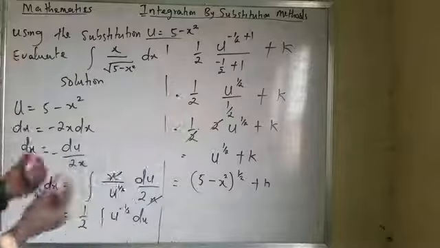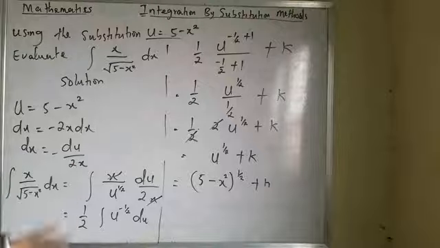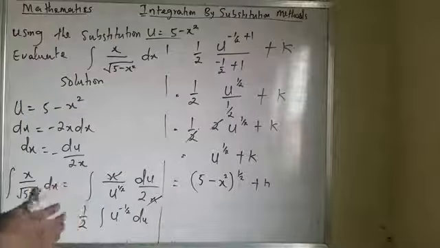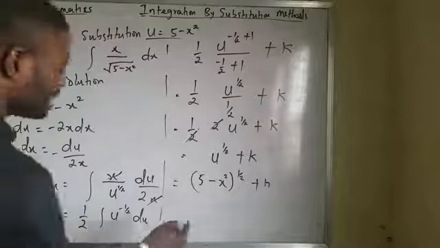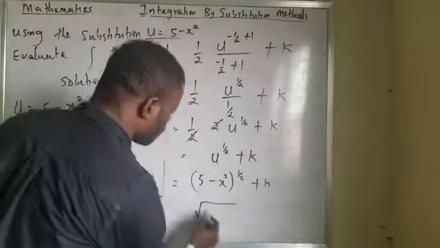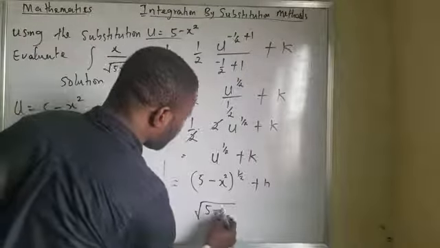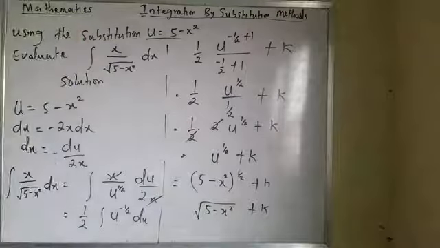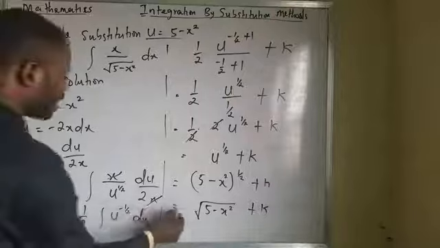Can you see? It's very, very simple to handle. Follow up wherever you are doing. Don't be carried away and you get it. You can as well write this as root of 5 minus x squared plus k. That is the answer, anyhow you feel like putting it.